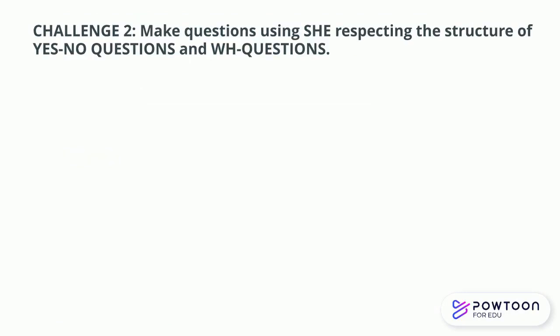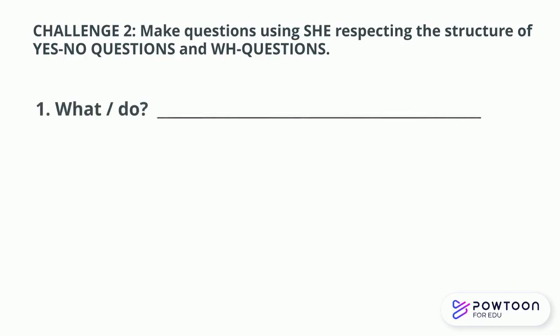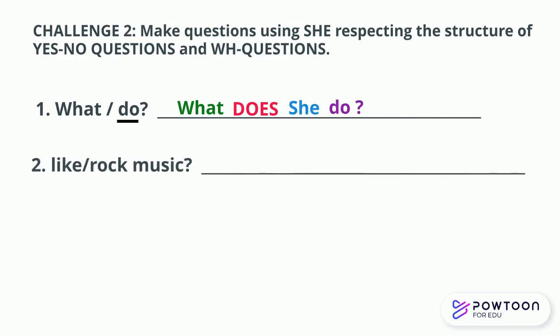Challenge 2. Make questions using she as subject, respecting the structure of the yes-no questions and the WH word questions. For example, in number 1, we have the interrogative word what and the verb do. According to the structure, we say what, then the auxiliary does, then the subject she, and the verb do. Another example, we have like and rock music. In this case, no interrogative word with what, so we start with the auxiliary does, then the subject she, the verb like, and the complement rock music.